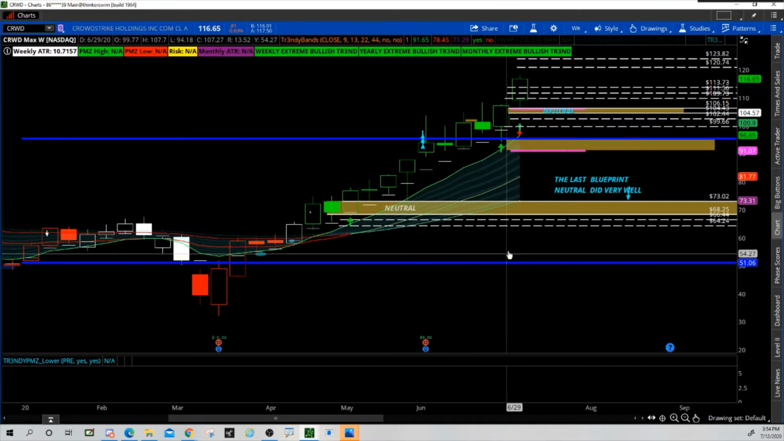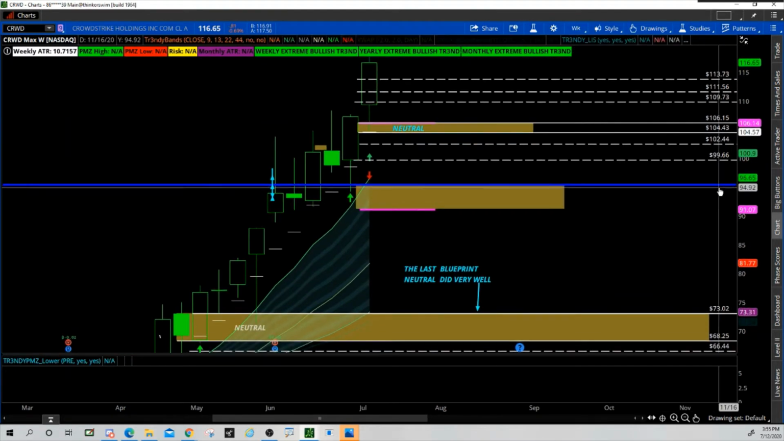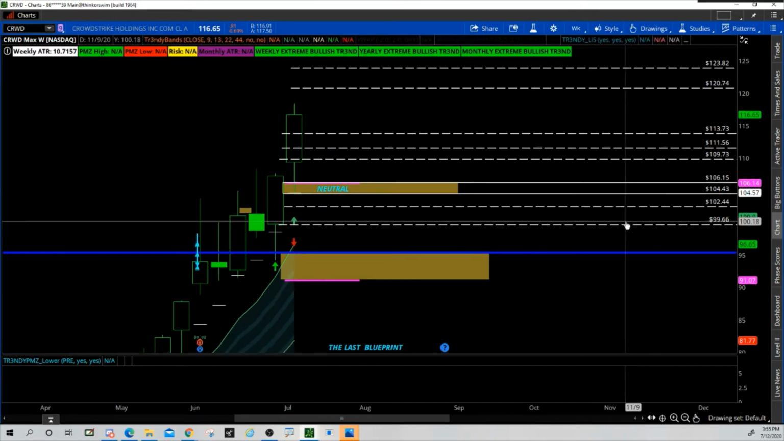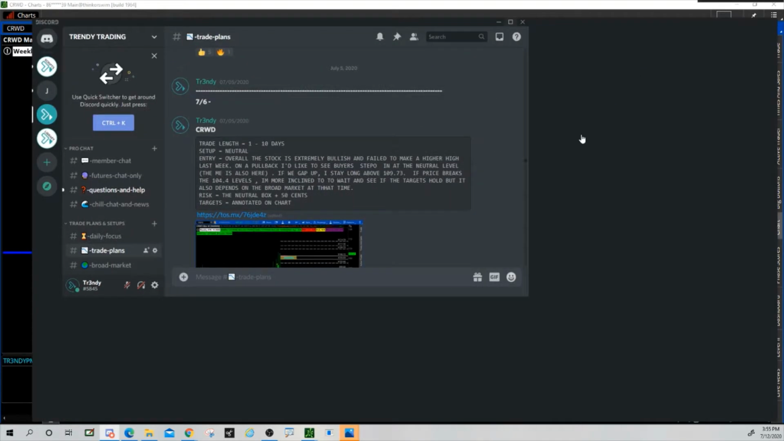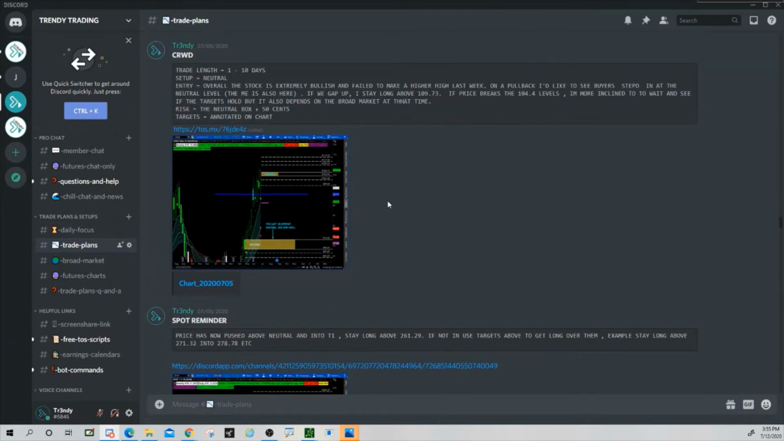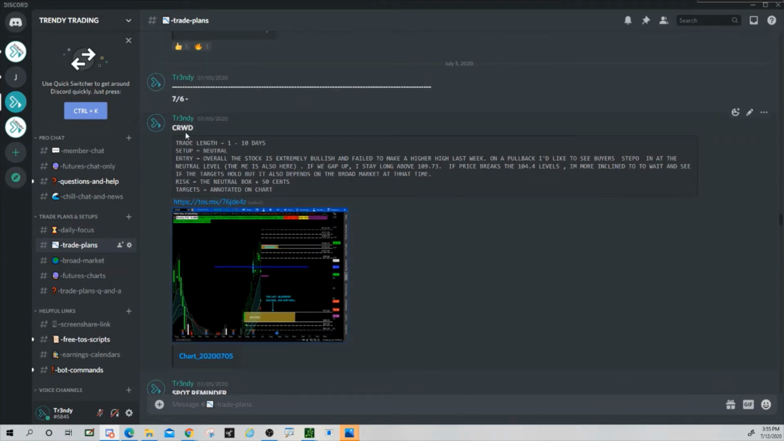Let's go ahead and just take a look here really quick. I'll show you the blueprint and then give you an idea of how you can set something up, again, without going into too many specifics. Now, this is CrowdStrike, and I'm going to bring over our Discord room here just so you could see that what I'm saying holds true. You can see here, this is CRWD. I always give the same thing: trade length, setup, the entry, the risk, and the targets.